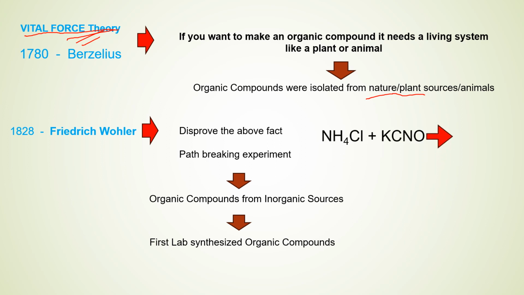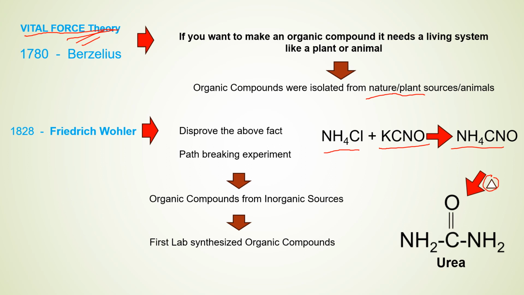So basically the reaction was: ammonium chloride, when it reacts with potassium cyanide, forms ammonium cyanide, and when we heat the ammonium cyanide, it converts to urea, the first synthesized organic compound. Urea is known to be an organic compound. So this was the first synthesized organic compound. And this person, Friedrich Wöhler, was the first scientist to disprove the fact that it is mandatory for an organic compound to be prepared from a living body or living microorganism.